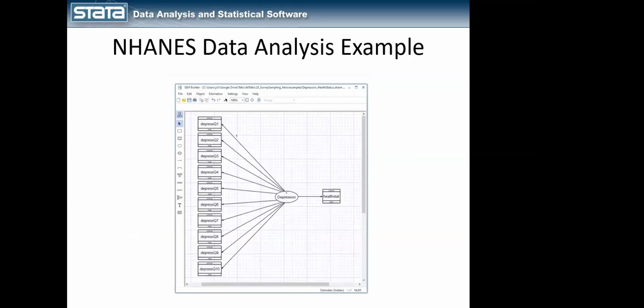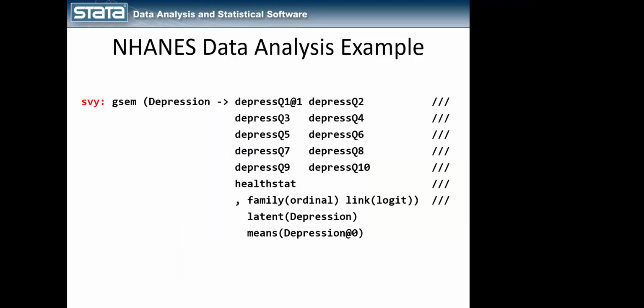You can even do this with something as sophisticated as a generalized structural equation model. Here I've taken the depression questions. There are 10 depression questions, and let's say I would like to create a latent variable called depression using those 10 questions, and then use my latent variable depression as a predictor of health status. Not only can I do that, I can actually treat the depression questions as ordinal, since they are ordinal, when creating that latent variable.